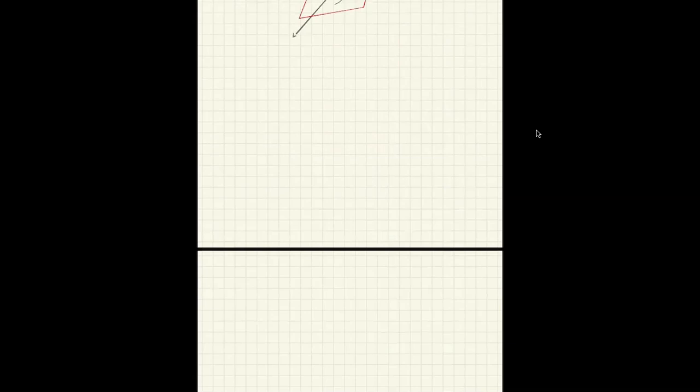We have seen that surfaces are also represented by equations of the form f(x, y, z) equal to 0, right? This is what I was saying in the beginning.